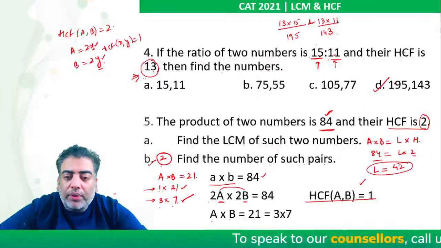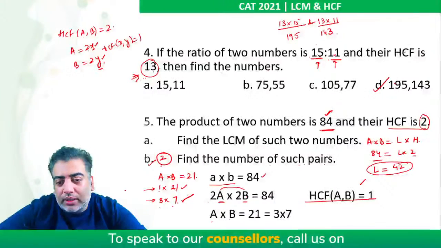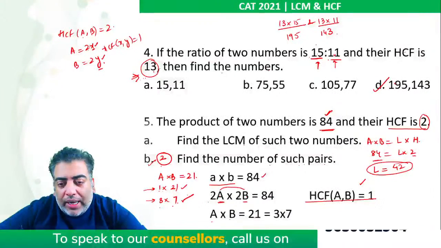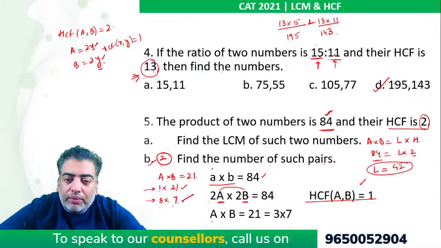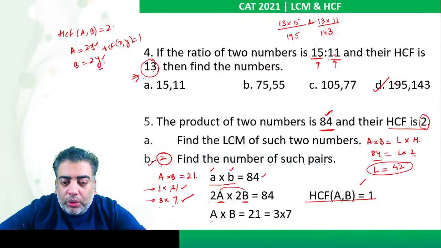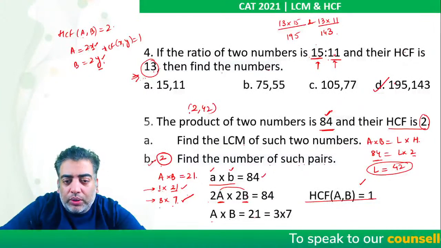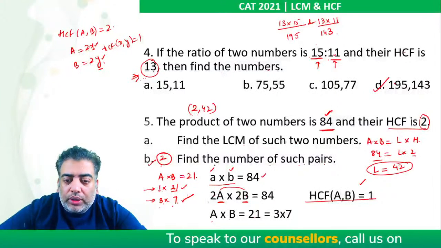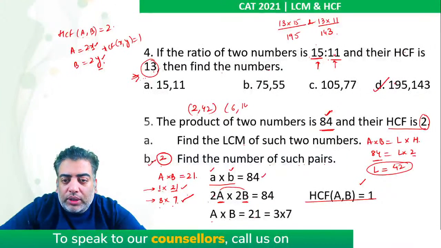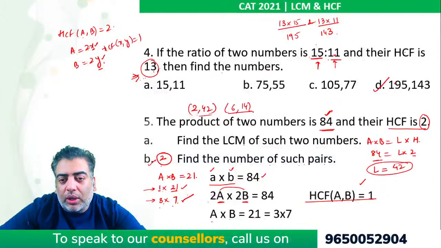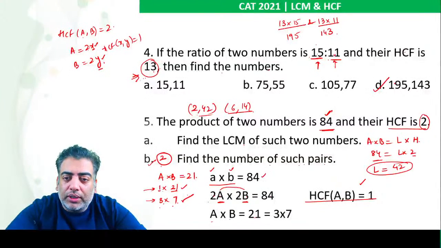Right? So if you are required to find the pairs, the moment we get the values of capital A and capital B, we can always calculate the values of small a and small b, which are the two numbers. So 2 into 1 and 2 into 21 come out to be 2 and 42, the two numbers. 2 into 3 is 6, 2 into 7 is 14. They are the other set of two numbers. So they are the pairs which will always satisfy the given set of equations.